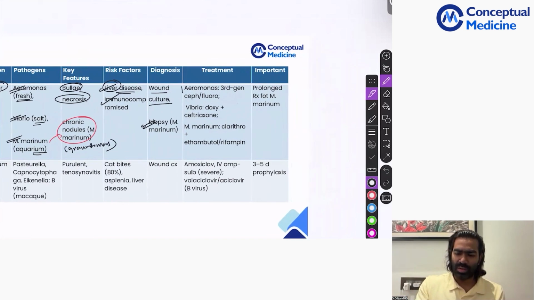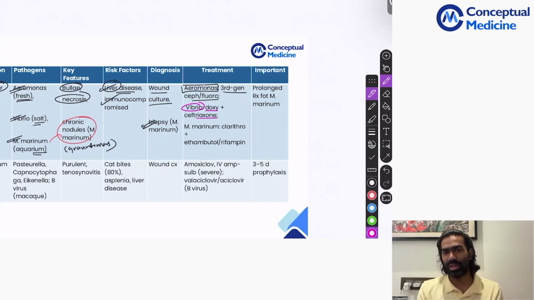If you're thinking in terms of Aeromonas after freshwater exposure, just a third generation cephalosporin or a fluoroquinolone like Cipro or levofloxacin is going to be more than enough. In case you're thinking in terms of Vibrio, for example the patient has a sea exposure, saltwater exposure, a combination of doxycycline and ceftriaxone is recommended by most of the guidelines. And if you have confirmed it's a Mycobacterium marinum infection by culture, then combination treatment with clarithromycin, ethambutol, and rifampicin is going to be the key point.